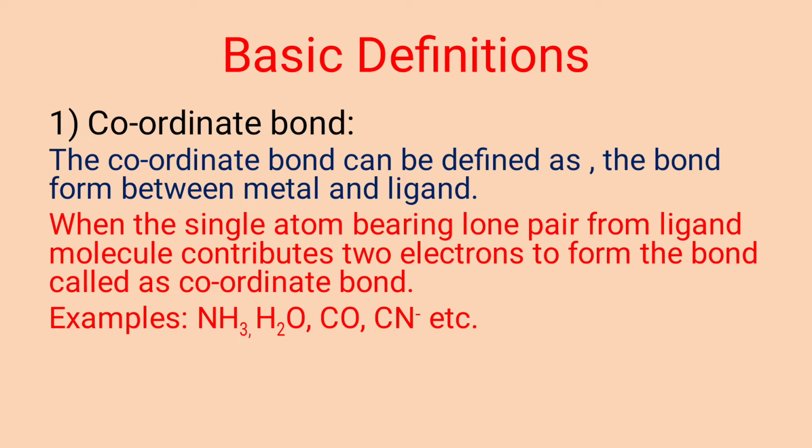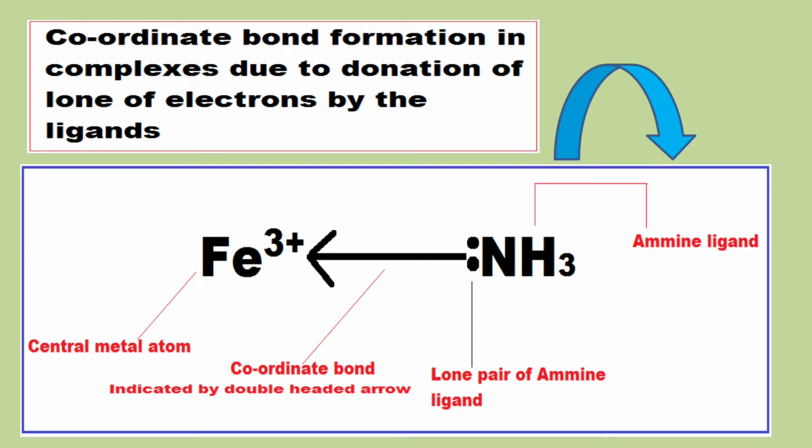We are going to see the classification of ligands in the next session. So these are all examples of ligands. These are going to contribute lone pairs of electrons to the central metal atom for the formation of a coordinate bond. So this is a diagrammatic presentation of coordinate bond formation. So friends, this coordinate bond is indicated by a double headed arrow.